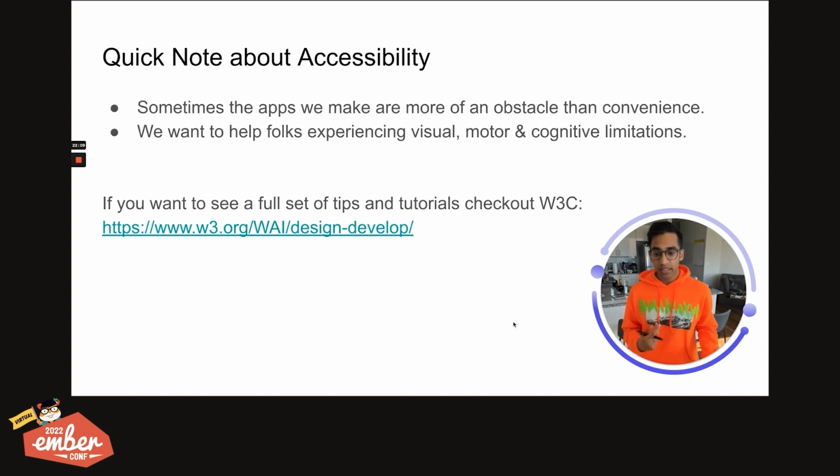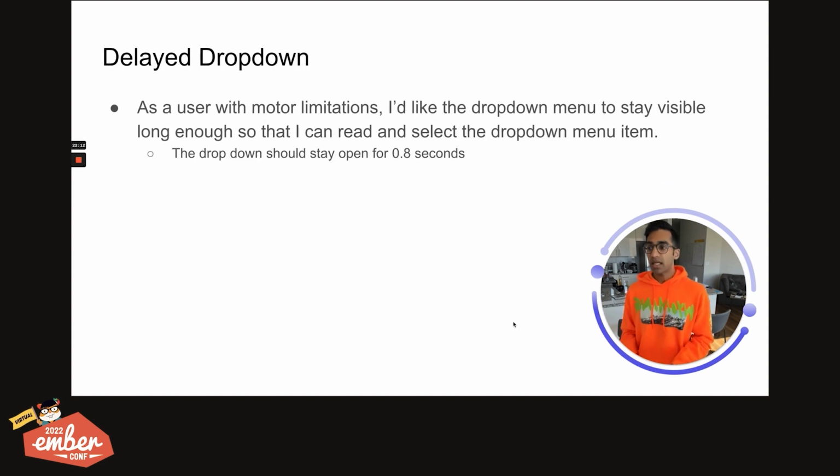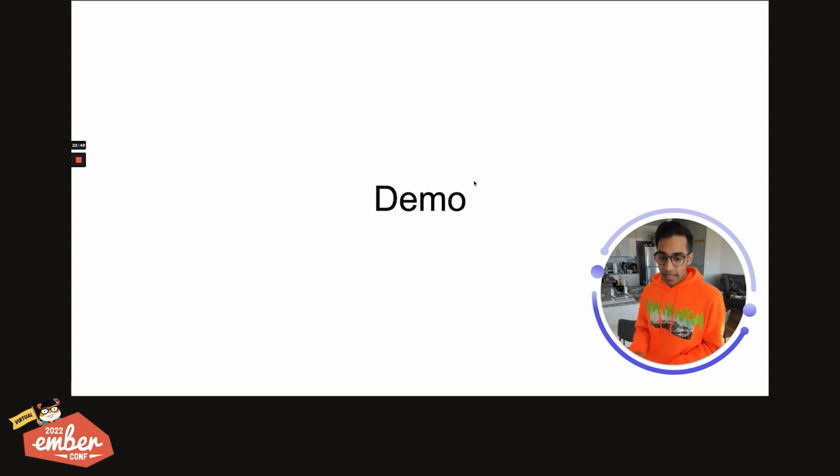So the way that I'm doing that, as someone that's super new to development, is I'm going to turn this into a user story. So as a user with motor limitations, I'd like the drop-down menu to stay visible long enough so that I can read and select the drop-down menu item. And an acceptance criteria that we have for this is that our drop-down menu should stay open for about 0.8 seconds. I don't know where I got that number from. Maybe I just picked it because it was a memorable number, to be honest. So now that is our user story. So let's get to our demo application now.